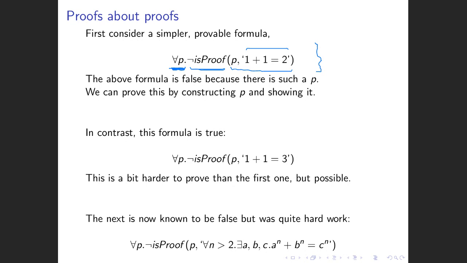So what does the formula say in English? It says 1 plus 1 equals 2, but our formula, the whole formula, is saying that for all proofs, as in p as some number, candidate proofs that we can iterate over, for all possible proofs p, it's not the case that the proof is a proof that 1 plus 1 is 2.